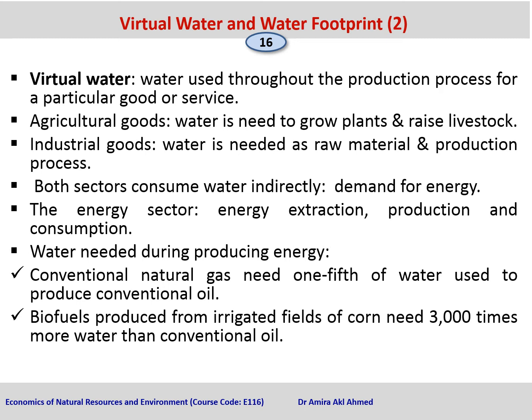To analyze the full impact of human activity on water resources, scientists have proposed the concept of virtual water. Virtual water could be defined as the water used throughout the production process for a particular good or service. Agricultural goods need water to grow plants and to raise cattle and other livestock. Industrial goods require water as raw material or as part of the production process. Both agricultural and industrial sectors also consume water indirectly through their demand for energy.